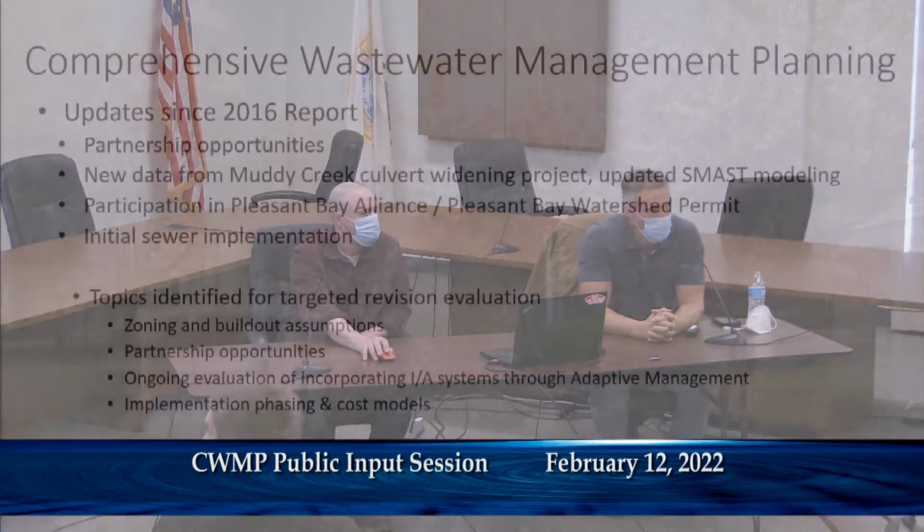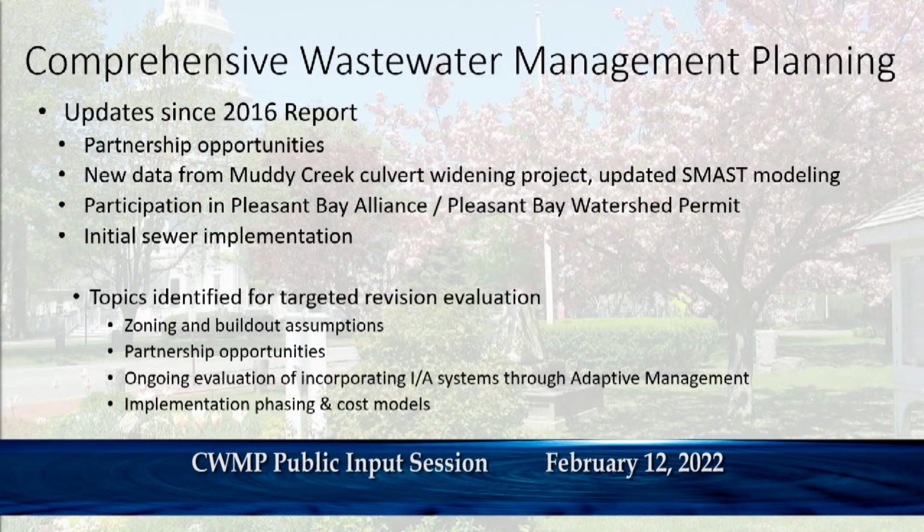What has been done? In 2016, there was a CWMP completed. We have identified several areas that need improvements on that plan. Going back to this slide, what we've done since 2016: we've looked at partnership opportunities with other surrounding communities. We've got new data from the Muddy Creek Culvert Widening Project. We have updated modeling information from SMAST. The town of Harwich participated with the Pleasant Bay Alliance with the Pleasant Bay Watershed Permit. And we've done the initial sewer implementation, I think it's phase 2, of some of the sewer infrastructure that's been put in the ground in East Harwich.